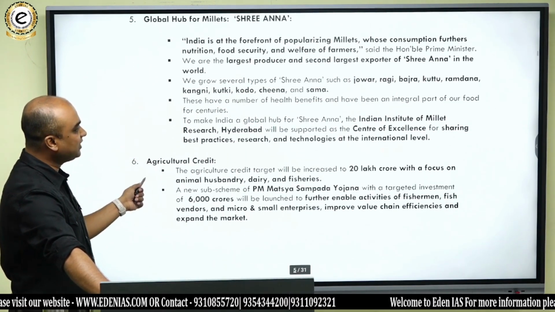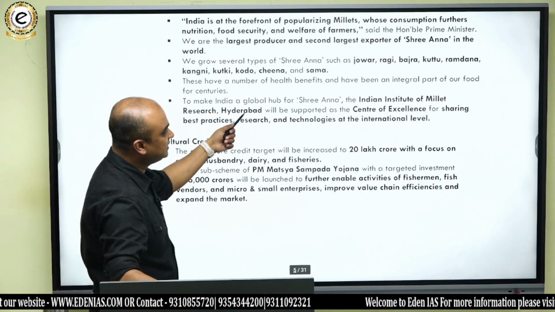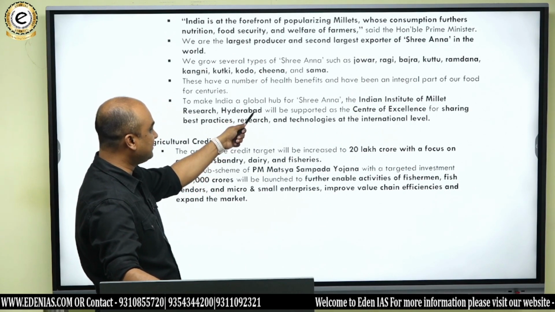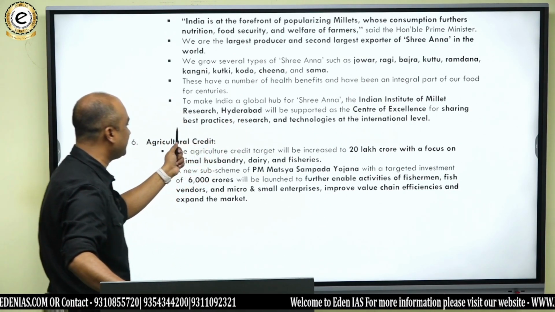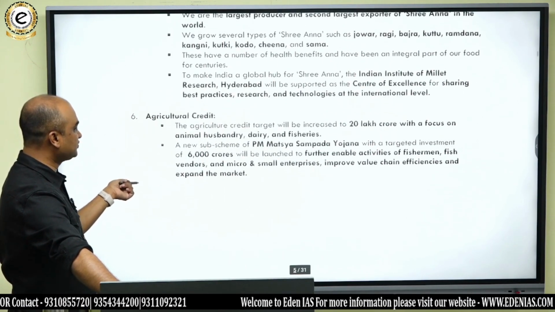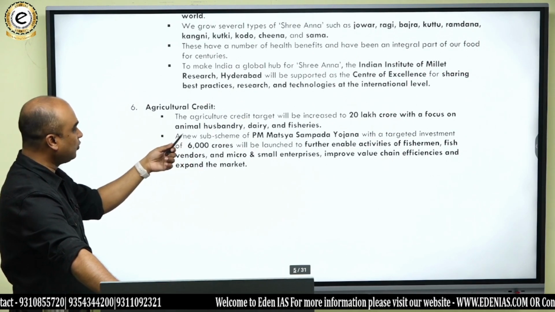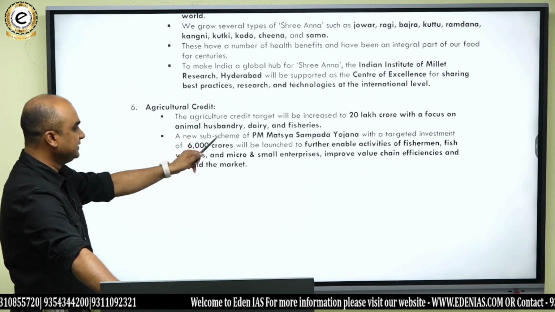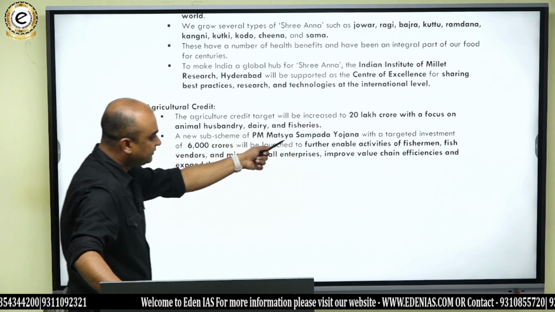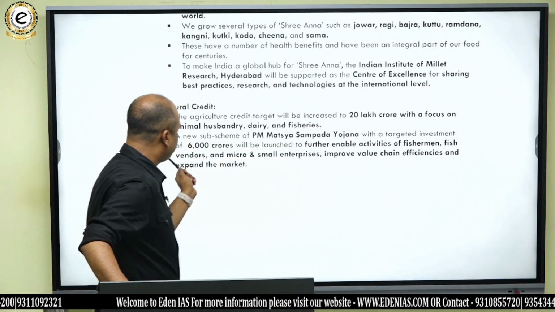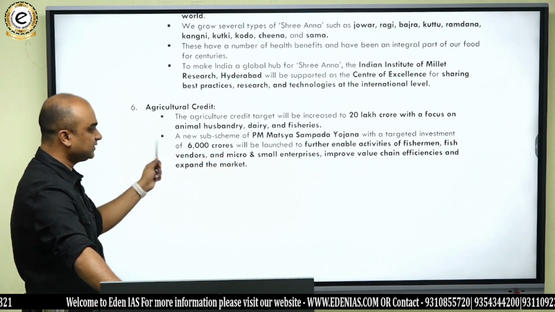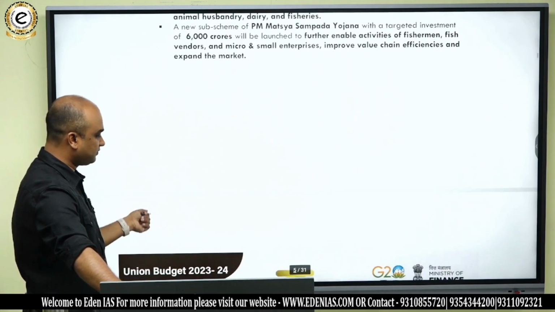To make India a global hub for Sri Anna, the Indian Institute of Millet Research, Hyderabad, this you keep in mind that it's located in Hyderabad, will be supported as the center of excellence for sharing best practices, research and technologies at international level. Then obviously we have created agricultural credit, 20 lakh crore with a focus on animal husbandry, dairy and fisheries. PM Matsya Sampada Yojana, we already saw that when we were doing the survey, right? Further enable activities of fishermen, fish vendors, and micro and small enterprises, improve value chain efficiencies, and expand the market. It's a 6,000 crore outlay based project.